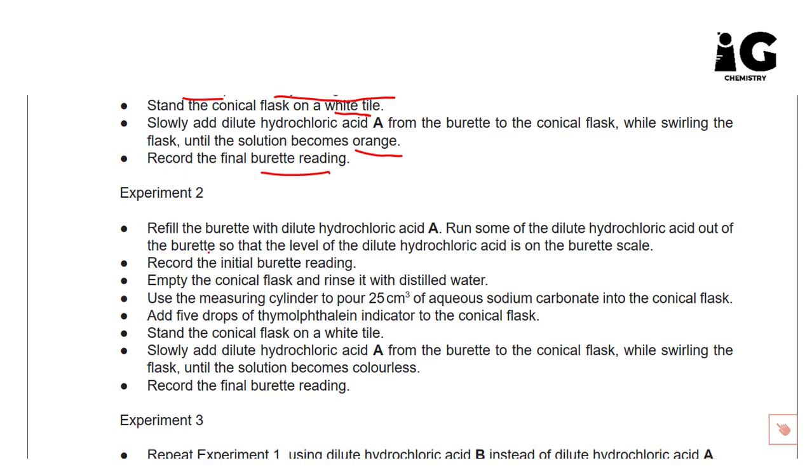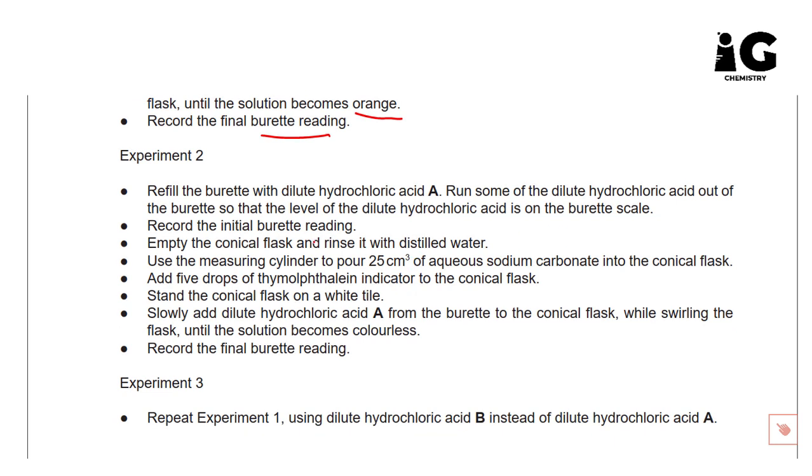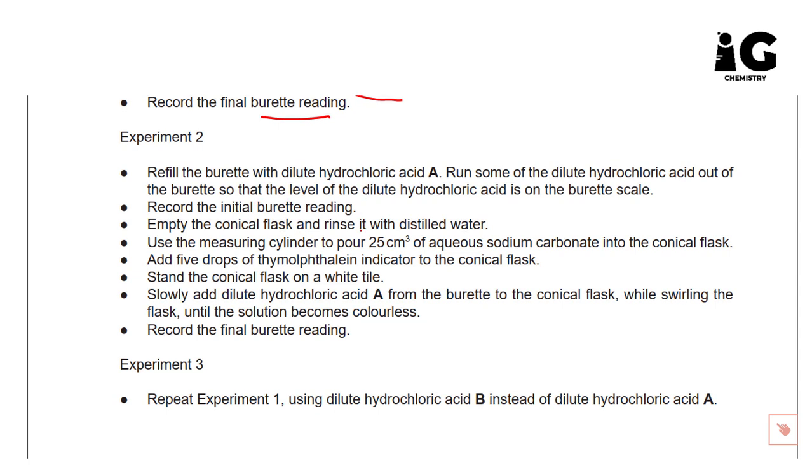For experiment two, we refill the burette with dilute hydrochloric acid A, run some of the dilute hydrochloric acid out of the burette so that the level is on the burette scale, then record the initial burette reading. So it means we need to repeat, but now after using the second one. So here, empty the conical flask and rinse it with distilled water. Use the measuring cylinder to pour 25 cm³ aqueous sodium carbonate into the conical flask. Add 5 drops of thymolphthalein indicator. You know guys, this is another indicator we studied this year. So stand the conical flask on a white tile, slowly add dilute hydrochloric acid A from the burette to the conical flask while swirling the flask until the solution becomes colorless. Record the final burette reading. So the only difference here, guys, is that we used another indicator, which is thymolphthalein.